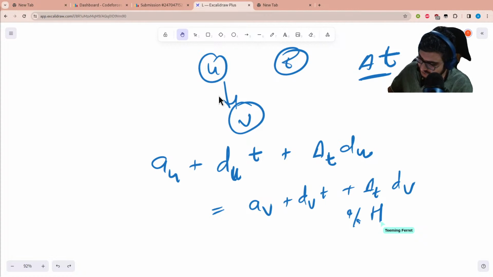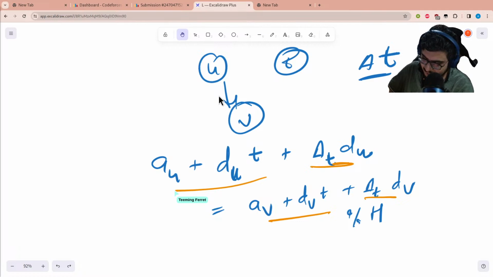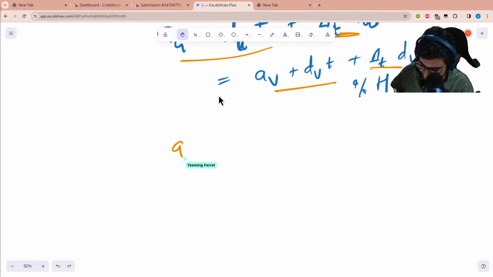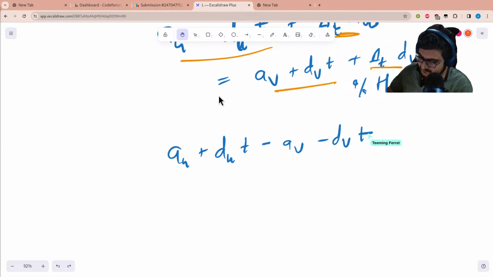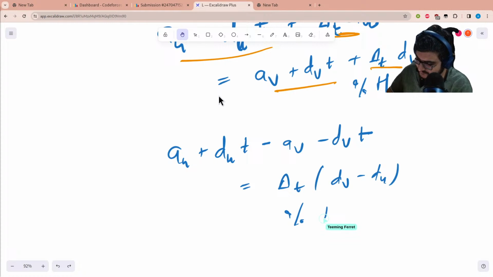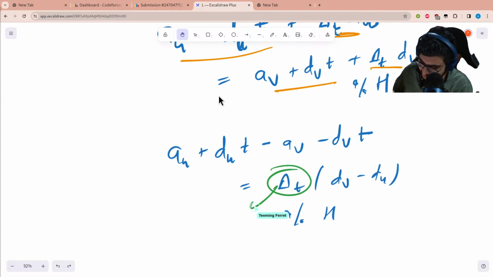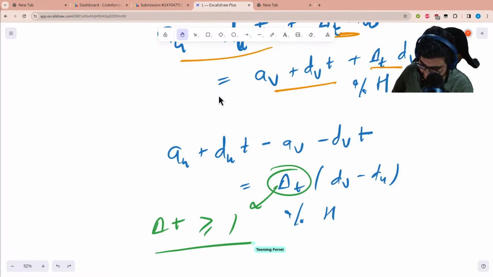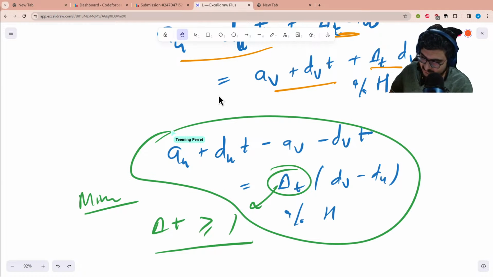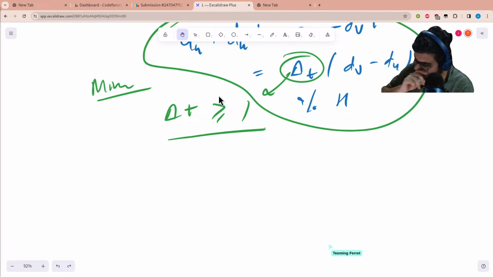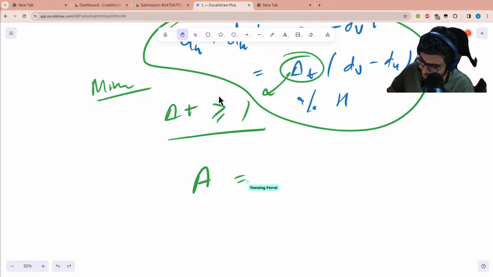Now you can move delta t on one side and everything else on the other side. You will get au plus du t minus av minus dv t, which is equal to delta t times dv minus du. And we need a minimum delta t which is greater than or equal to 1, and we can take that as an edge weight. The way I tried to solve this problem was, if you look at it, this equation changes into a equal to delta t into d mod h.